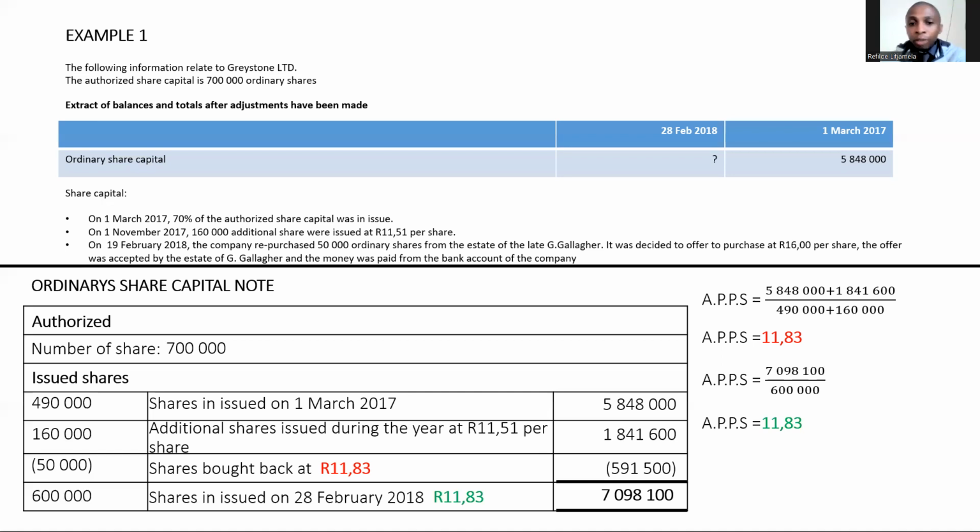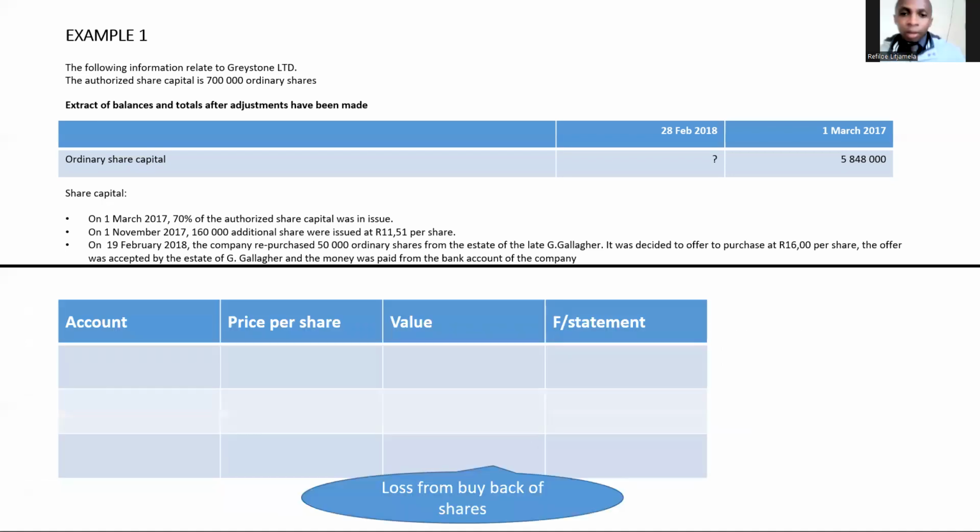Okay, I hope you understood that. Let me just explain this table here. This table here, I love it because it simply breaks down the account that is affected and where each amount will be taken to from the buyback.